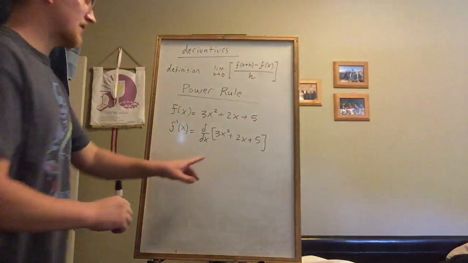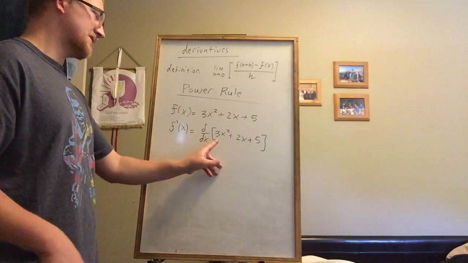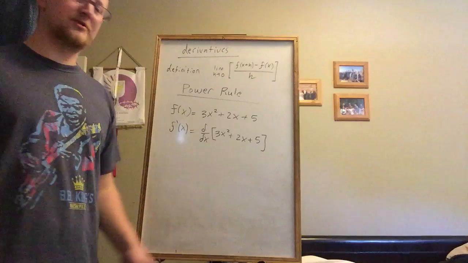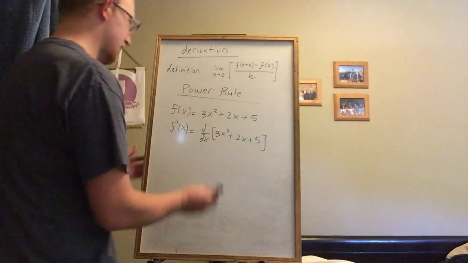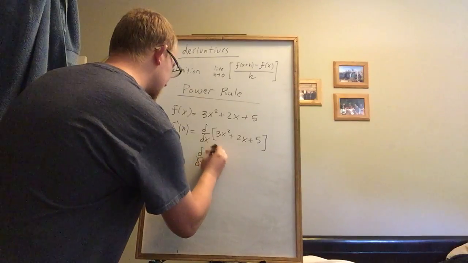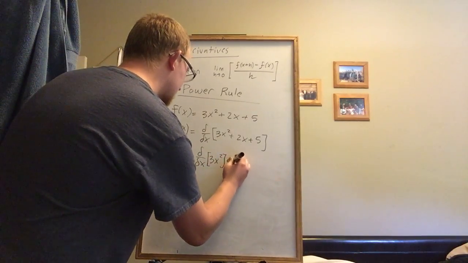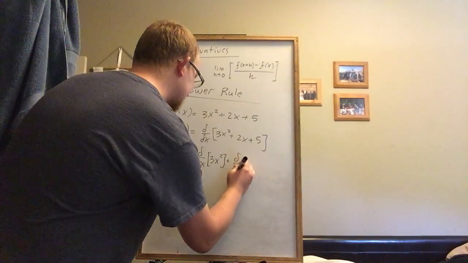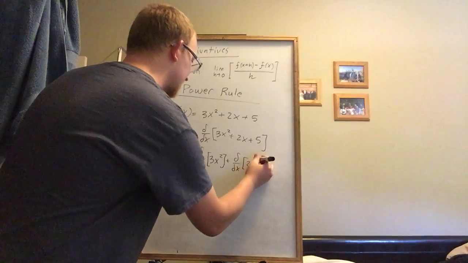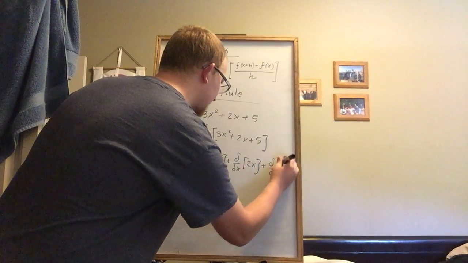So this is the derivative we have to take. Applying linearity means that we can separate each term and take the derivatives of each term individually. That's one of the definitions of a linear operator. So I can now take the derivative with respect to x of 3x squared plus the derivative with respect to x of 2x plus the derivative with respect to x of 5.